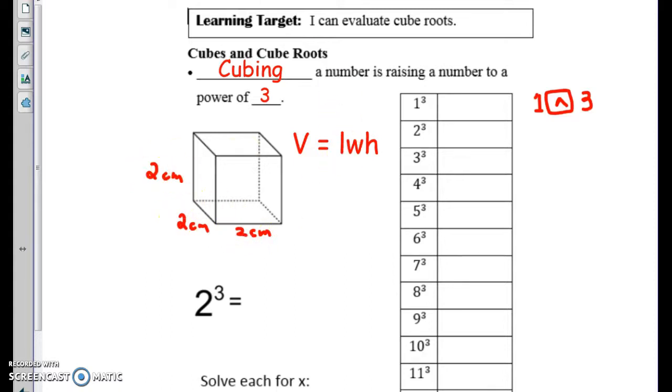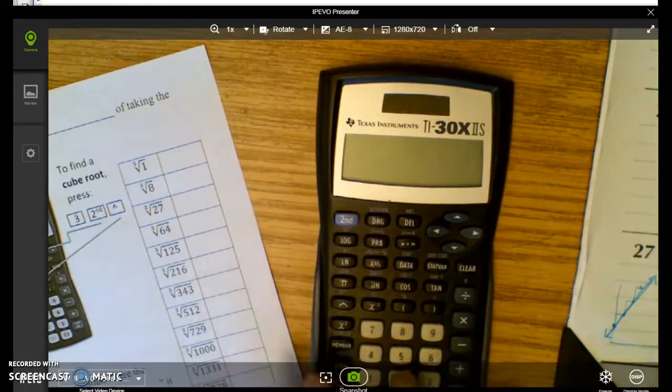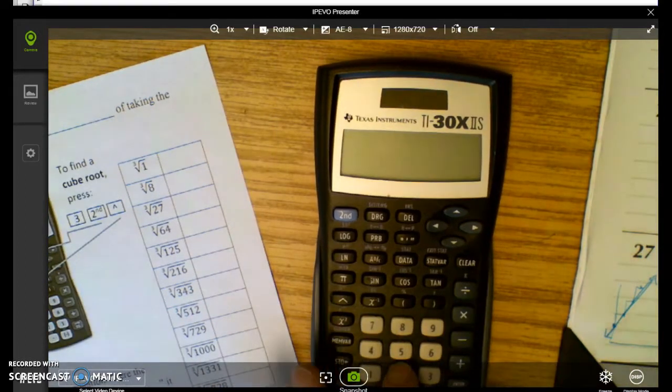Rather than write that out 3 different times, which we could do, we usually want to use exponents because in math we like to take up the least amount of space possible. So 2 to the 3 power means that we're calculating 2 times 2 times 2, which is 8. Remember, on your calculator, if you were to try to do that, it would take a while. 2 times 2 times 2.